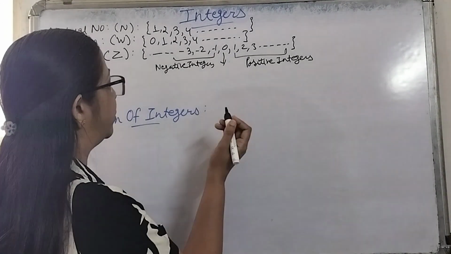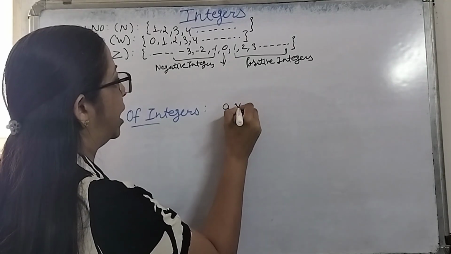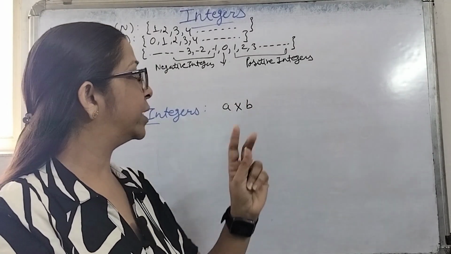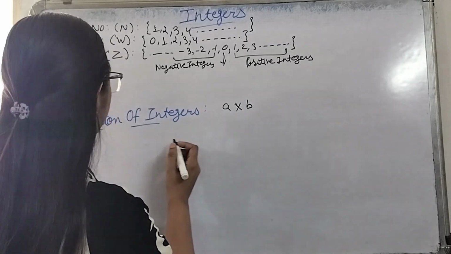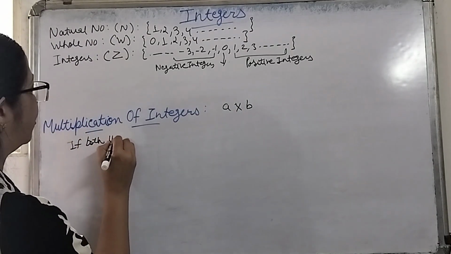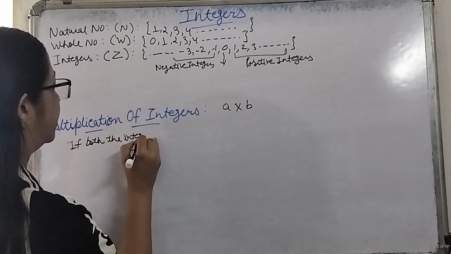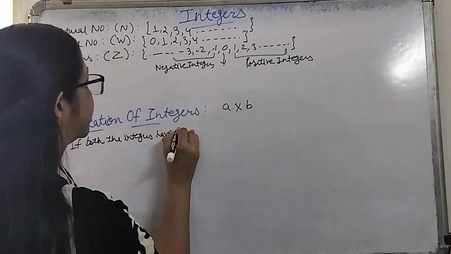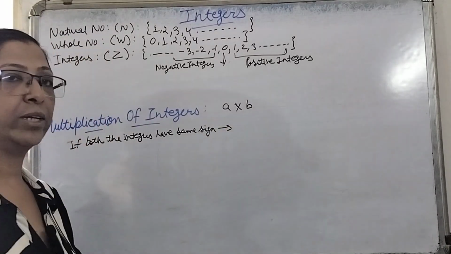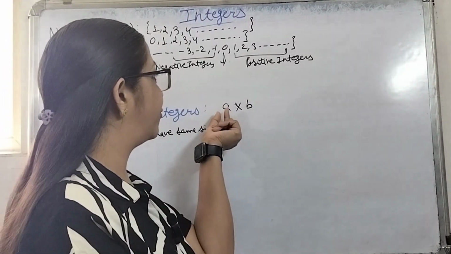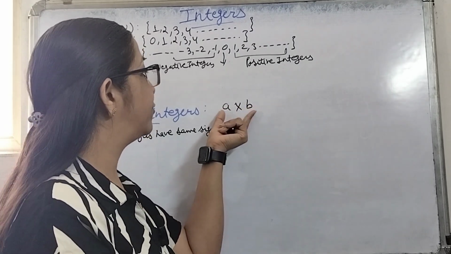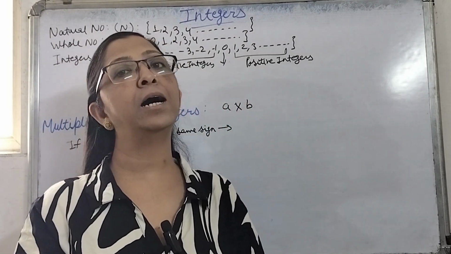Suppose we have any two integers, say A and B are the two integers, and we have to multiply these two integers. So there are two conditions. One of the conditions is if both the integers have the same sign. That simply means if we take A as one integer and B as another integer, suppose both these integers are positive.